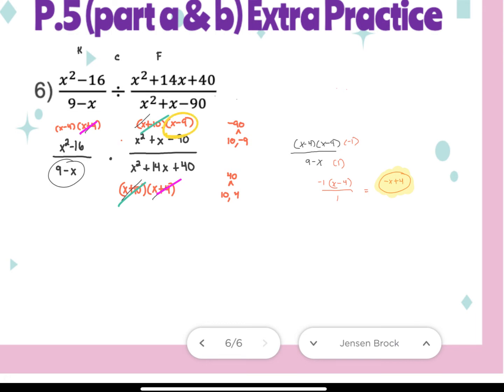And x minus 9 and 9 minus x are opposite, so we cancel, but we put a negative 1 on the front. I would have taken negative x minus 4 or negative x plus 4 if you distribute the negative. It doesn't matter when you put the negative.